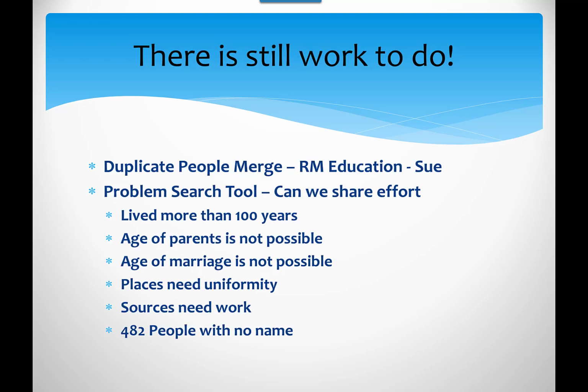At the time I gave the data back to the Sheldon Family Association, these things were on my mind. Could a real genealogy program find and help fix these kinds of problems? Could they find and merge those duplicate people? A lot of work was still going to need to be done. There were still 482 people with no names. You have a person with no name. And the sources still needed work.